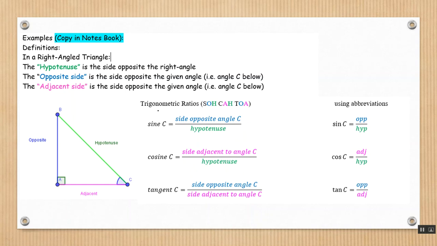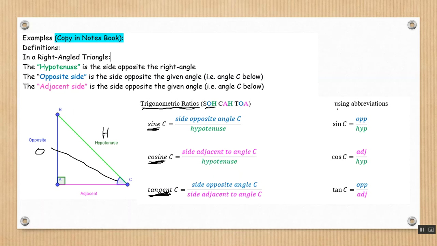So when we talk about the ratios, trigonometric ratios, we have sine, notice the E there. We have cosine, complementary sine, and we have tangent. So the sine ratio is the opposite over hypotenuse. So the side opposite angle C and the hypotenuse.